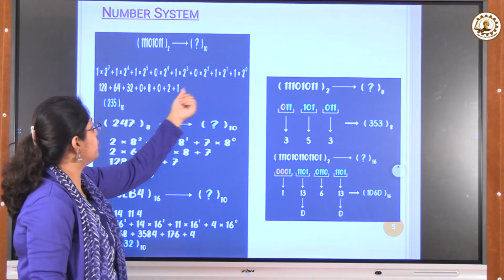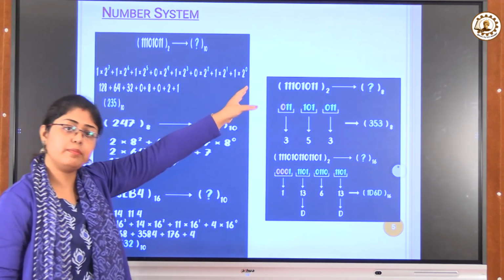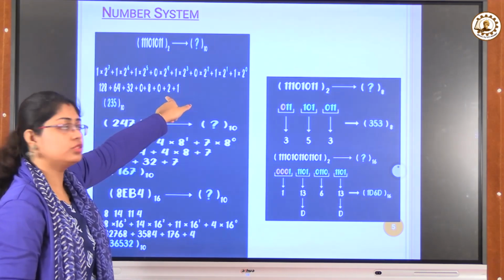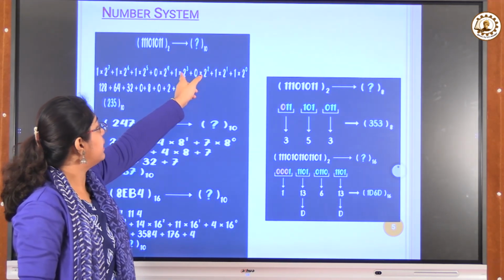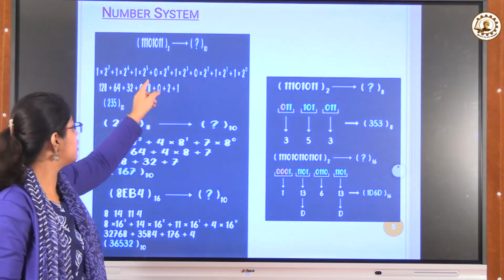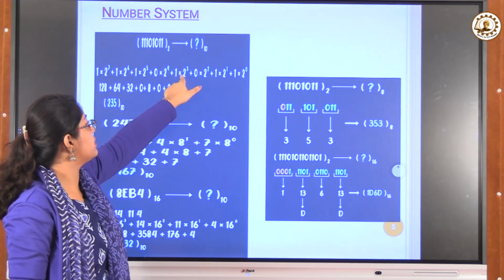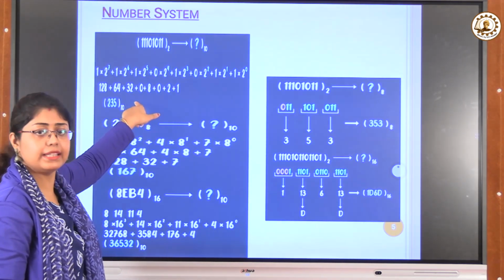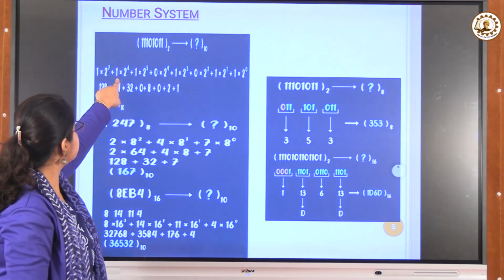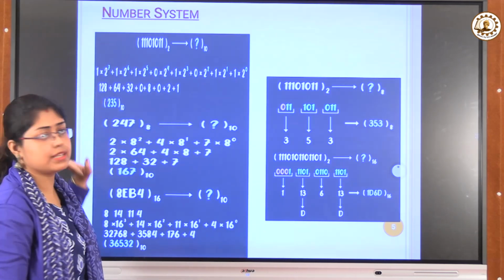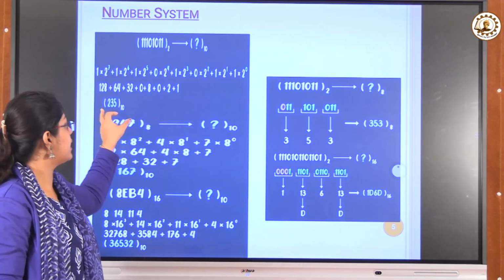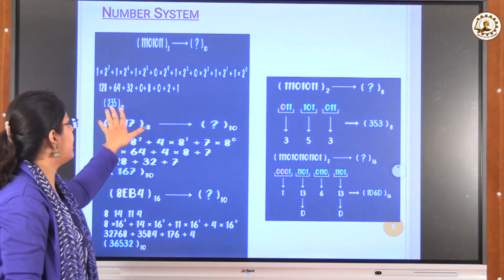So the answer is coming like 2 to the power 0 is 1. And any number to the power 0 is 1. 1 into 1 is 1. 2 to the power 1 is 2. So 2. 2 to the power 2 is 4, but 4 into 0 is 0. Okay? 2 to the power 3 into 1, that means 8. 2 to the power 4 into 0, so 0. Anything into 0 is 0. 2 to the power 5 into 1, it is 32. Next, 2 to the power 6 into 1, it is 64. 2 to the power 7 into 1, it is 128. And we have to add them. The addition is coming as 235. And this is the answer.